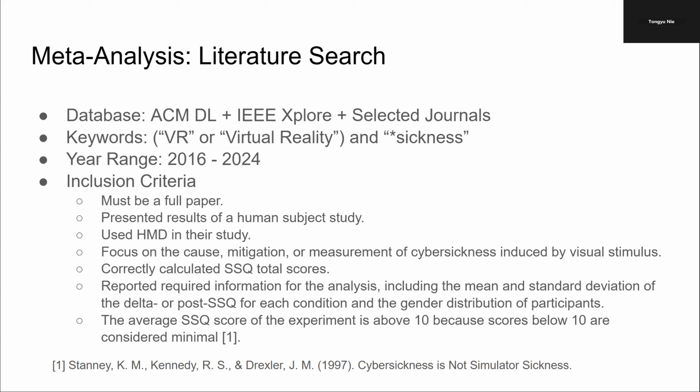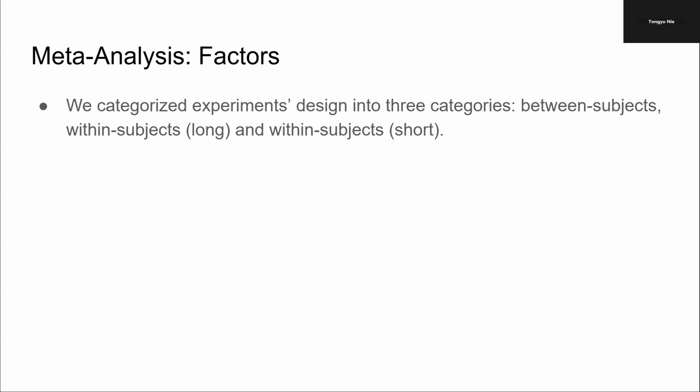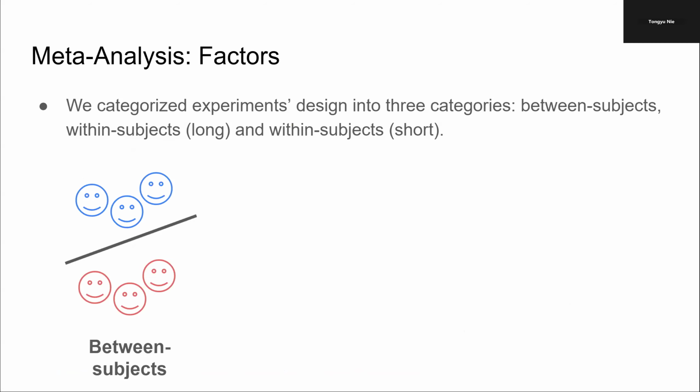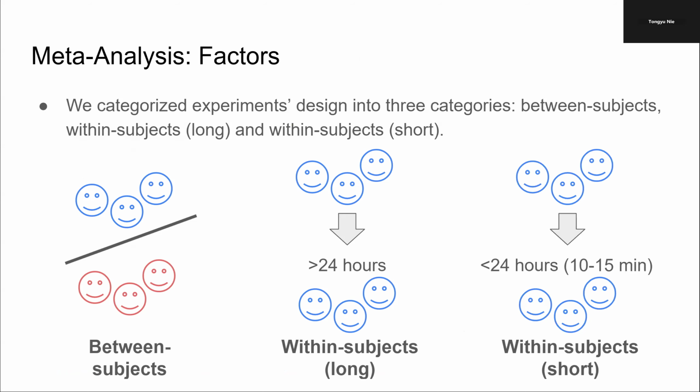Now, we need the effect size for studies with different designs. We conducted a meta-analysis to collect data from previous papers. I'll skip the details due to time constraints. We collected 136 data points from 45 papers. Each data point is a mean and standard deviation pair reported for a condition. We categorize experiments into three conditions. First are between-subject studies. Within-subject studies are broken into two categories. Long washout periods refer to those with over 24 hours washout periods, and short washout periods are those of 10 to 15 minutes.